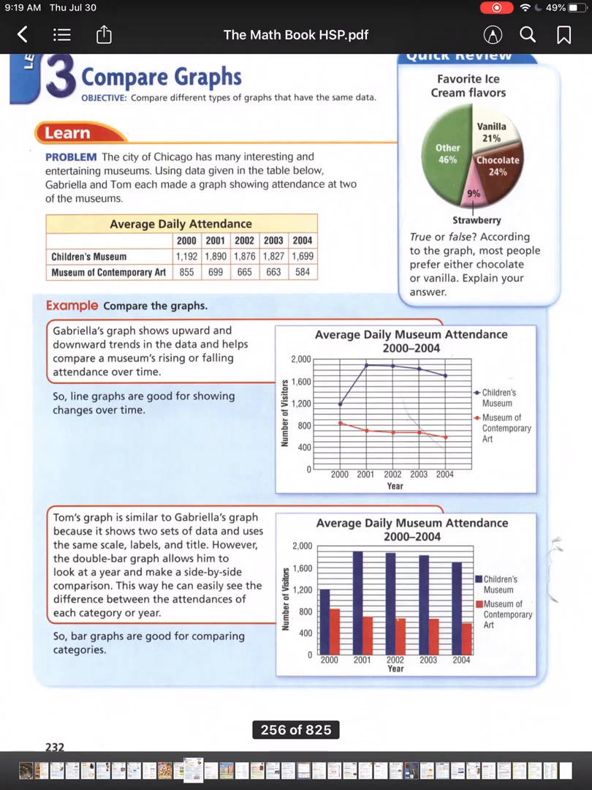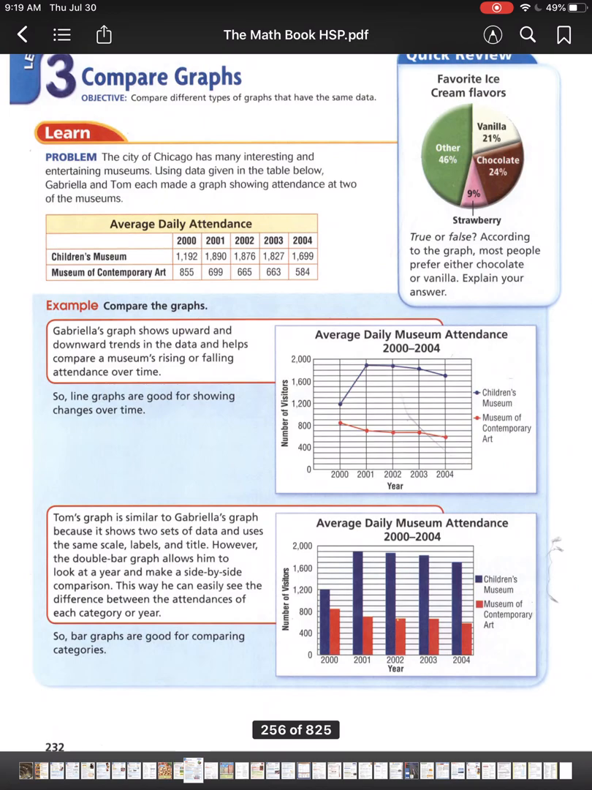Section 3 of Chapter 8 is titled Compare Graphs, and I don't actually have a note set for this in your packet. It's just going to say we'll use the book. So here's the book, and we're just going to be talking about what different graphs do.